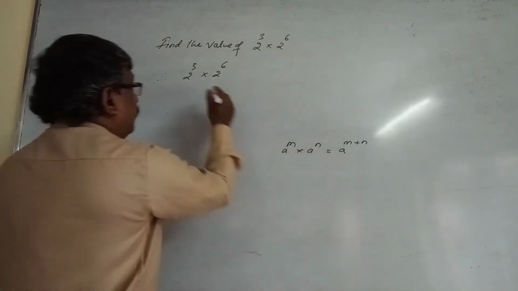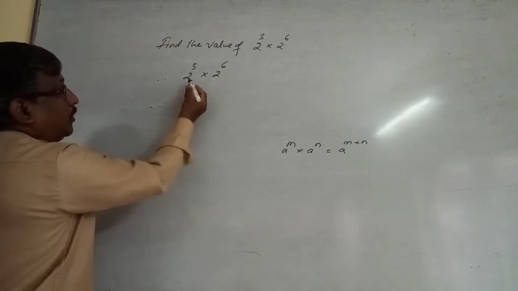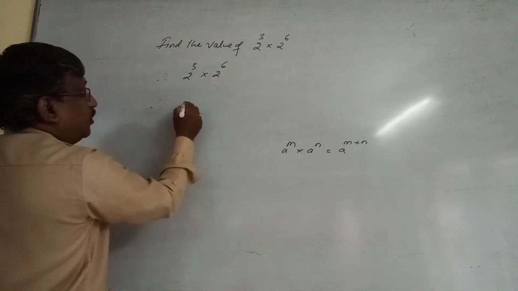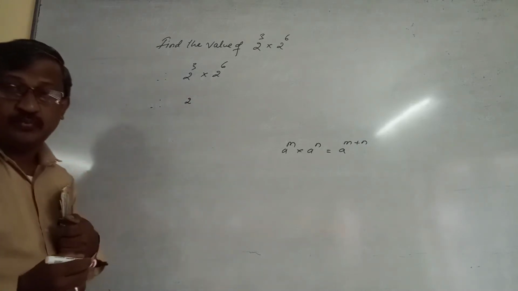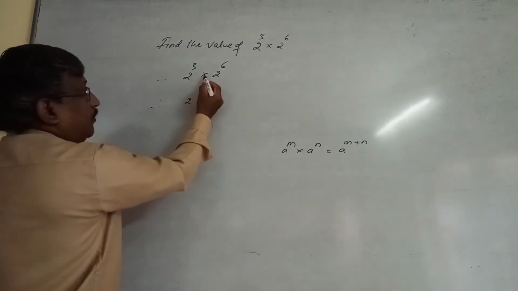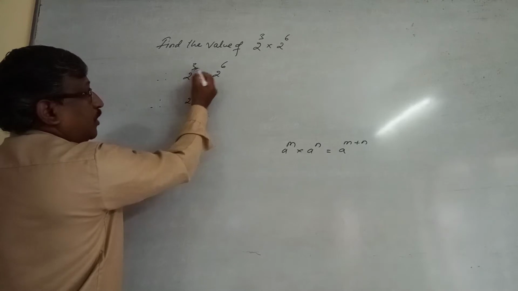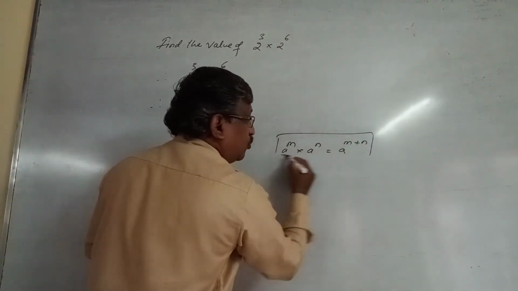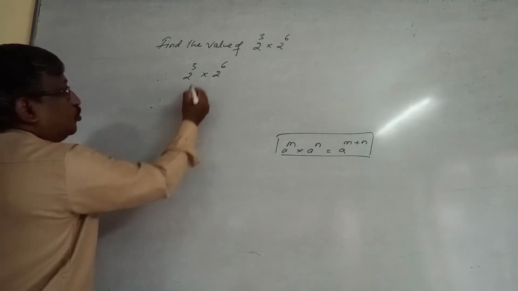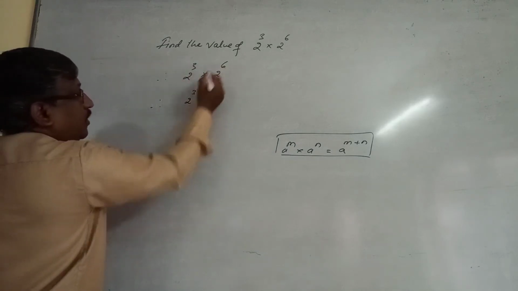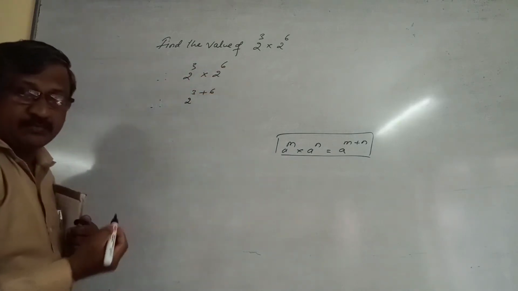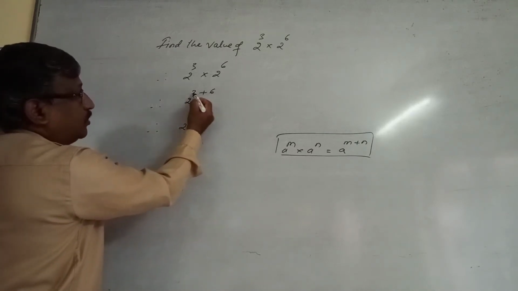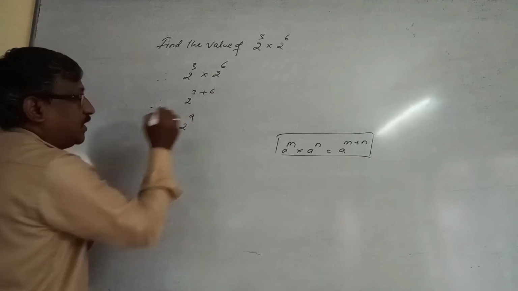So what do you have to do here? First you see what your common base is. What is your common base here? 2. Write the common base, 2. Then we are multiplying, which means what you have to do? Index we have to add, right? So it is 2 raised to, in 3 we have to add 6. Now add this, 3 plus 6 is how much? It is 9.